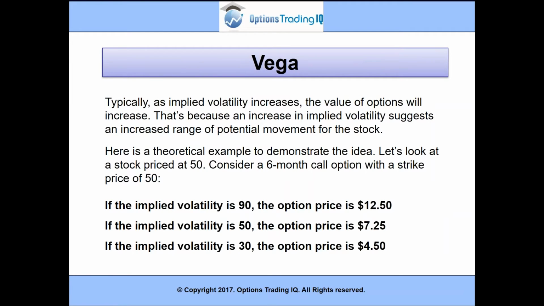Okay, so this is again review from Tuesday, but typically as implied volatility increases, the value of the options will increase. That's because an increase in implied volatility suggests an increased range of potential movement for the stock. So the theoretical example that we looked at, $50 stock, 6-month call option with a strike price of 50. If volatility is 90, the option price is going to be really high. If implied volatility is 50, the option price is going to be in the middle. If implied volatility is 30, the option price is going to be low. So you want to be buying options when volatility is low. You want to be selling options when implied volatility is high, okay?